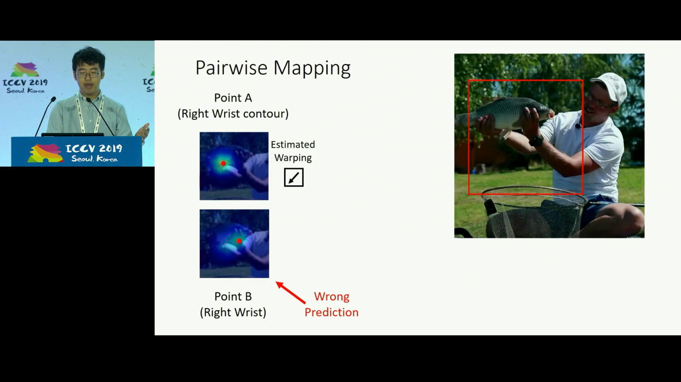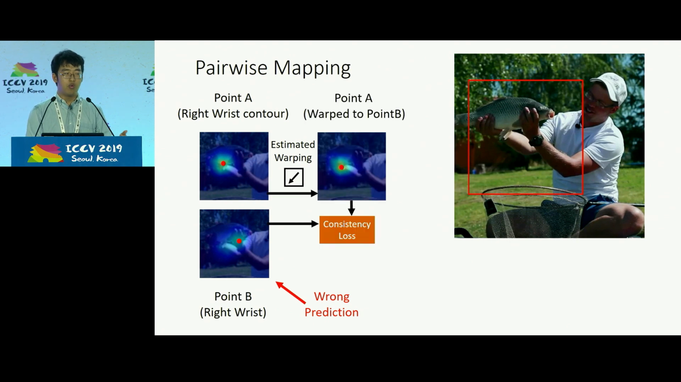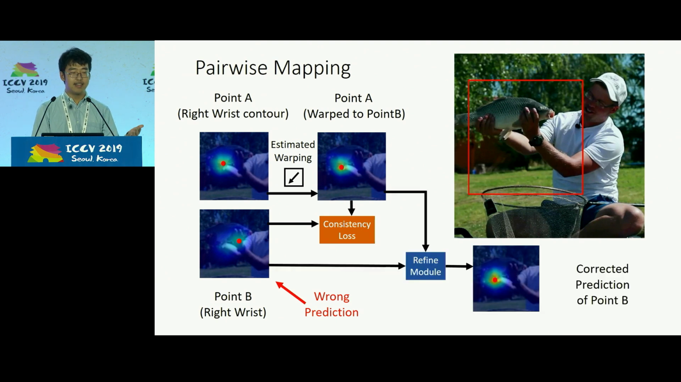While in pairwise mapping, for each pair of key points we defined, the warping between them is estimated. And then we add a consistency loss onto the estimated heat map and estimated warping. Finally, those predictions are ensembled to give out a better prediction. In this example, the right wrist is at first wrong and corrected by the pairwise mapping module.